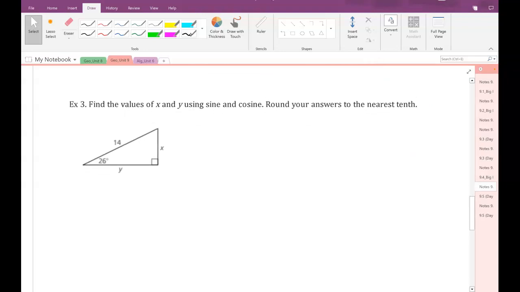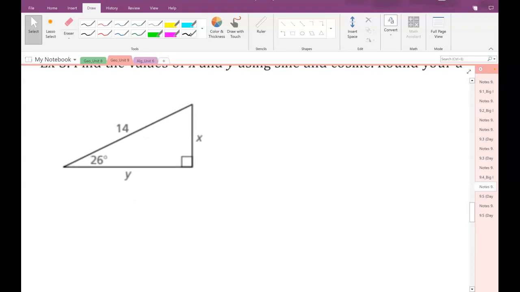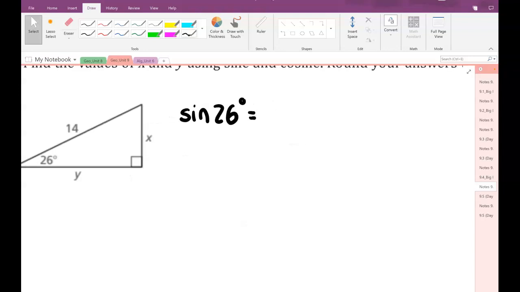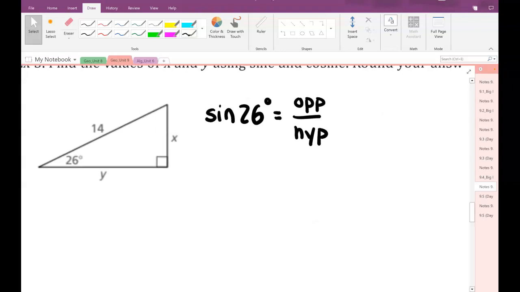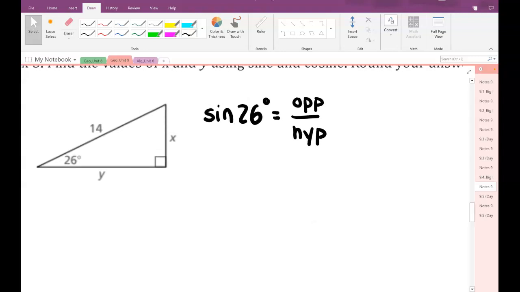Okay, last problem. Find the values of x and y using sine and cosine. Round your answers to the nearest tenth. Like we did with the tangent ratios, we're always going to start with the angle. And let's just start with sine first. So if we use the sine of 26 degrees, that'll be equal to our opposite side over our hypotenuse. Remember, sine of 26 is a number. We're going to treat it as a number as we solve.